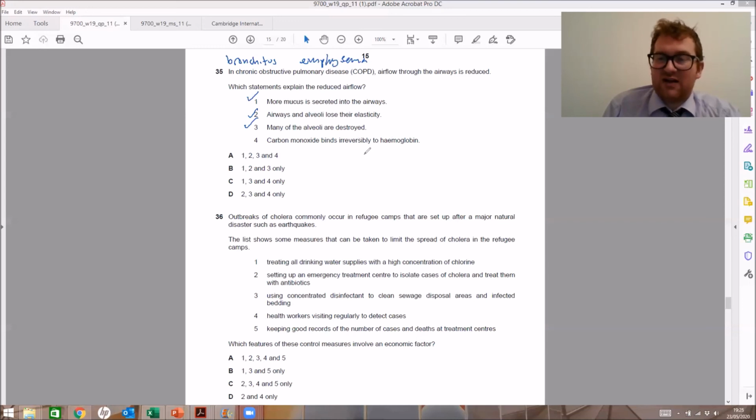And carbon monoxide is in the bloodstream itself. It's not relating to the actual blood flow in any context. So option 4 is not relevant here, okay? So this leaves you with option B being correct. Anything with number 4 in is eliminated, which clearly gives you 1, 2, and 3, option B.